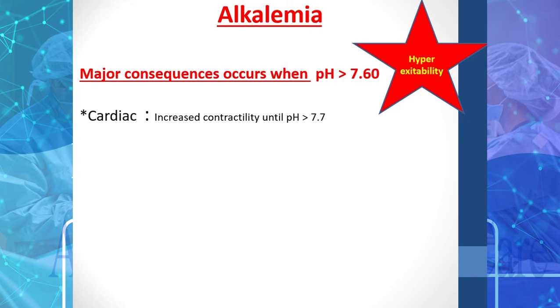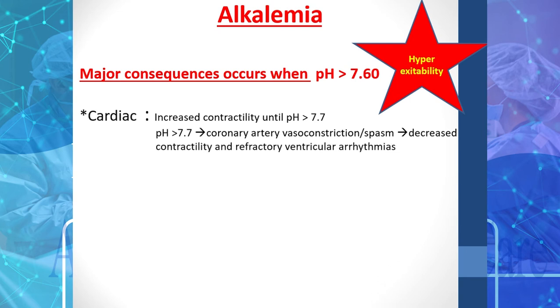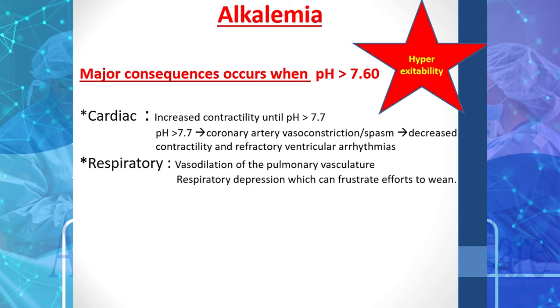On the cardiac side, there will be increased contractility until the pH is 7.7. After this, coronary vasospasm will occur, with decreased contractility and refractory ventricular arrhythmia. On the respiratory side, there will be vasodilatation of the pulmonary vasculature, the reverse of acidosis, and there will be respiratory depression. Why respiratory depression? To increase the carbon dioxide, which is the acid, to decrease the pH again. This respiratory depression, which occurs with metabolic alkalosis or any alkalosis, can frustrate the efforts to wean.